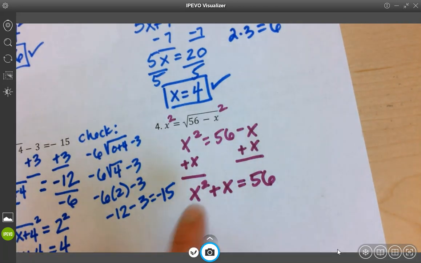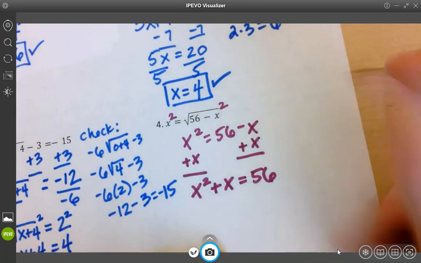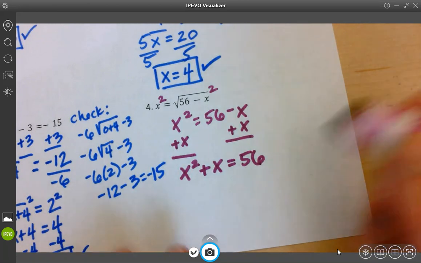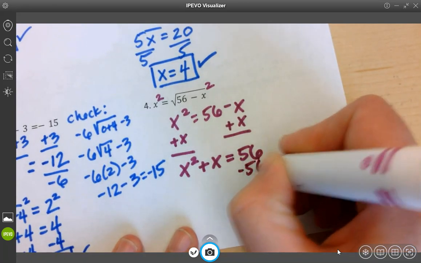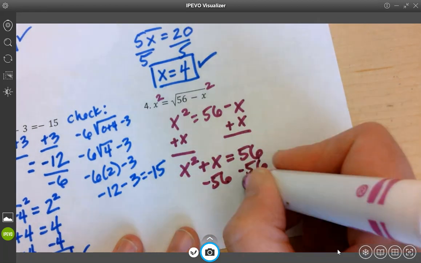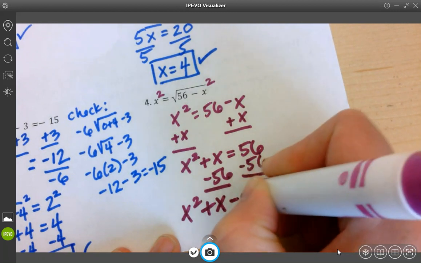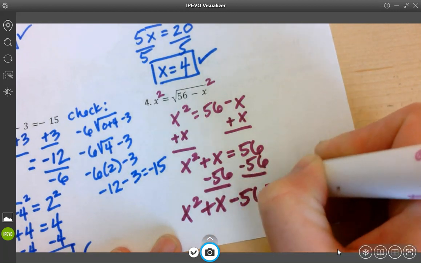Can anybody tell me when we solve a quadratic equation, we're trying to get one side to equal what? 0. Good. So I'm agreeing about moving the x over here, but I'm also wanting to move the 56 over so that we can have one side that's 0. Okay? Did anybody move the 56 over too? Not yet? That's okay. We'll do that together, right? All right, so let's move the 56 also. And now I have x squared plus x minus 56 equals 0.